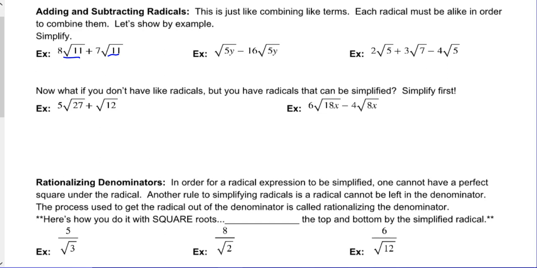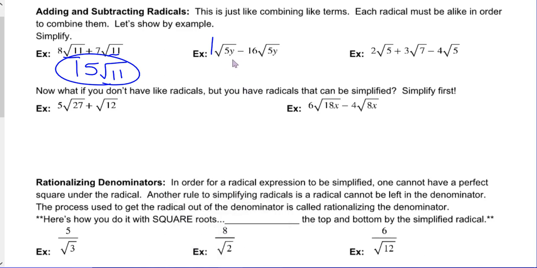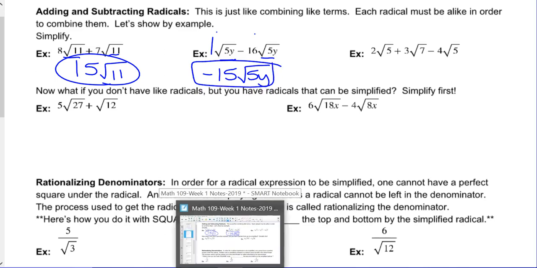So if I have 8 apples plus 7 apples, I get 15 apples. Well, here I have 8 square roots of 11 plus 7 square roots of 11 gives me 15 square roots of 11. That radical does not change again. Here I have 1 square root of 5y minus 16 square roots of 5y. Each of these are exactly the same. Therefore, I can combine the 1 minus the 16 and get a negative 15 square roots of 5y. And that'll be my answer.